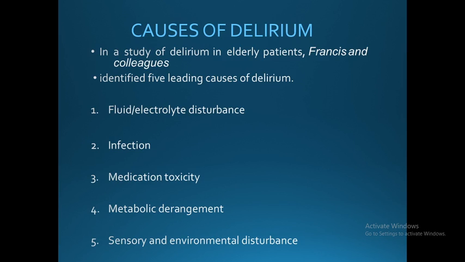Causes of delirium: they have identified 5 main leading causes, especially by a study done with elderly patients by Francis and colleagues. What are these 5 causes? Fluid or electrolyte disturbance or imbalance; infection, where the post-infection period may cause brain damage, which impairs signals; then medication toxicity, like toxic medicines; then metabolic derangement; then sensory and environmental disturbance.